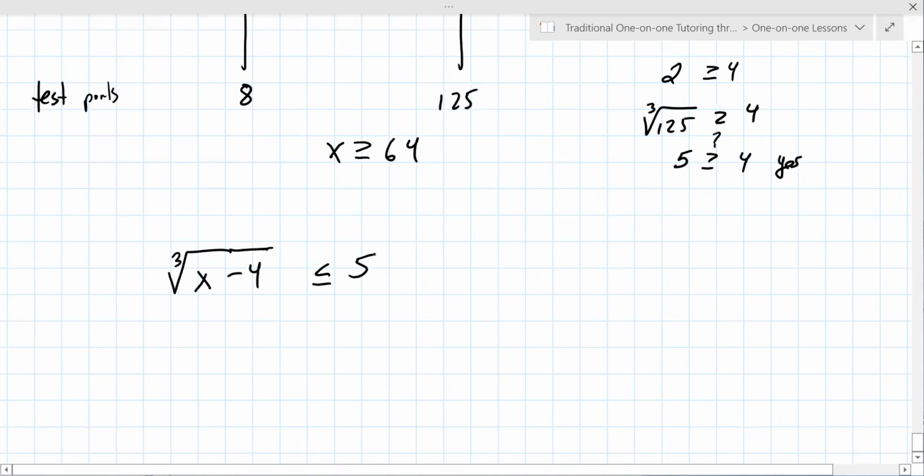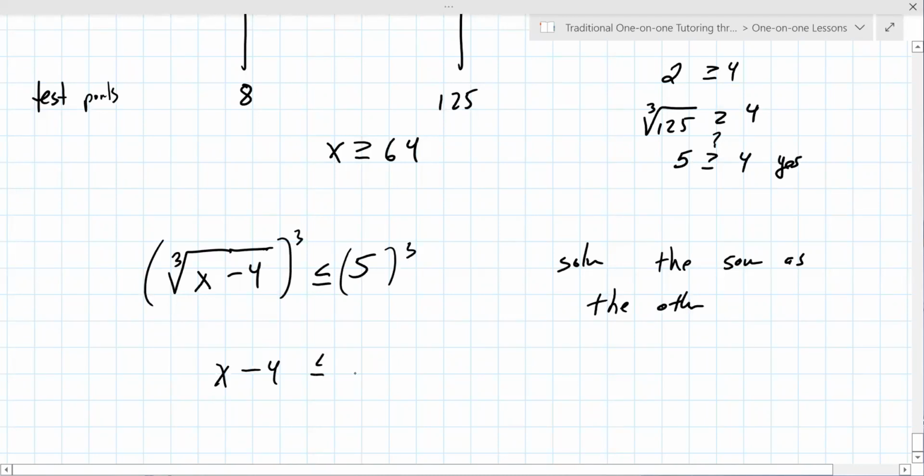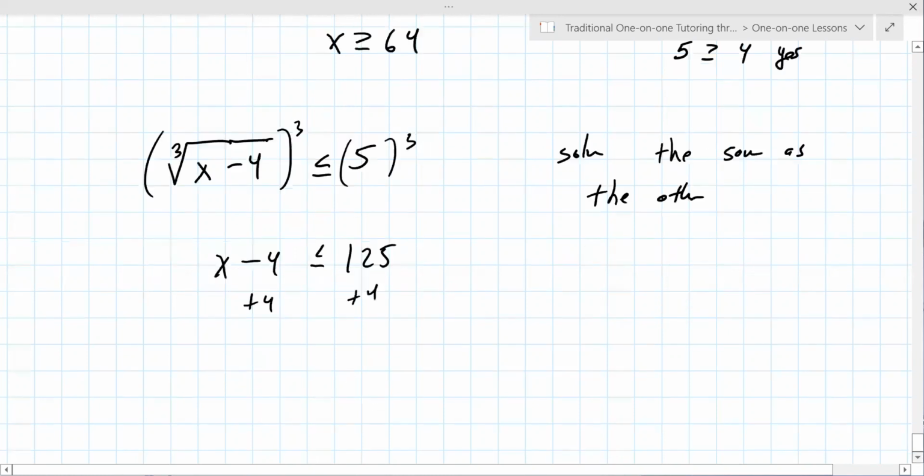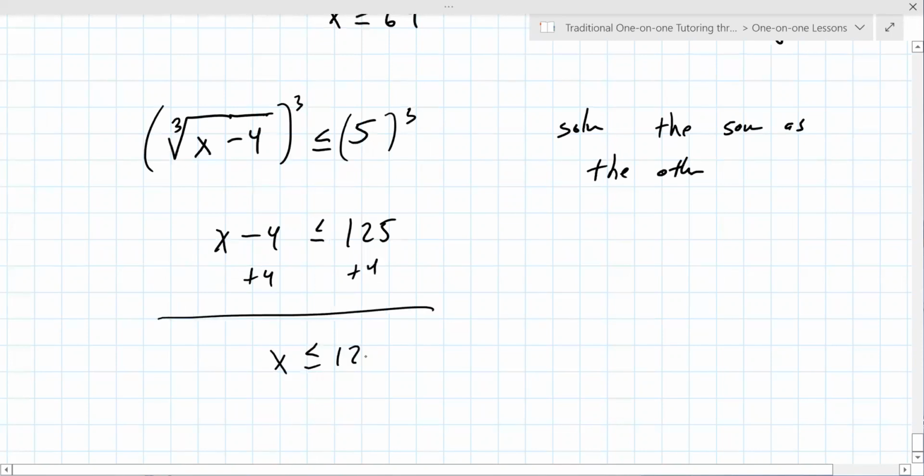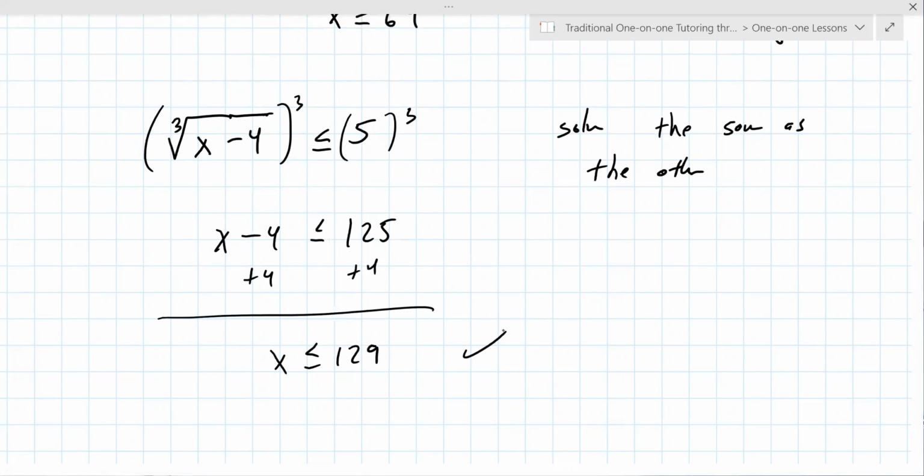I don't have the full picture, but this one I would just solve the same way as the others. Meaning, don't even worry about the fact that it's an inequality. You're going to cube both sides, so you get x minus 4 less than or equal to 125. And then you're going to add 4 to both sides, so x is less than or equal to 129. And you don't need to do any of that testing that I just mentioned. If you get a more complicated problem, you will want to do something like that.